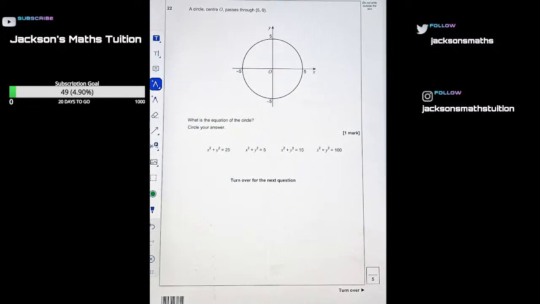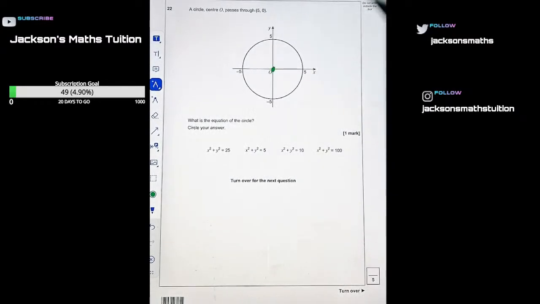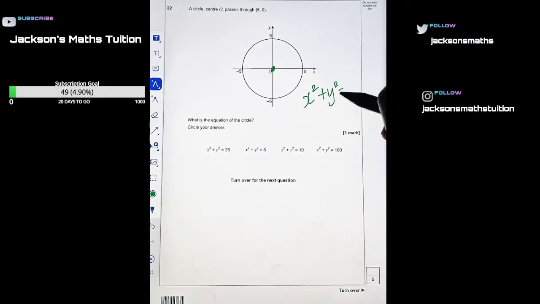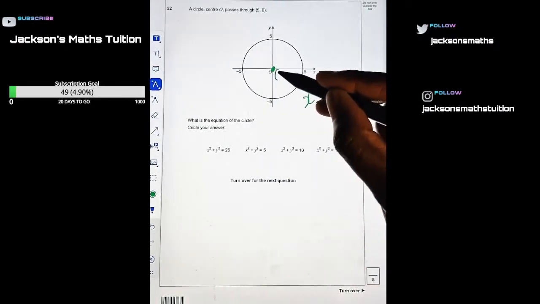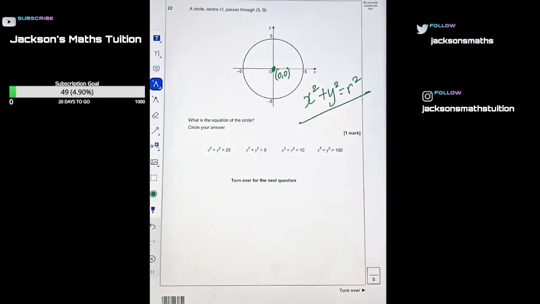I'm seeing 3, I'm seeing 2, I'm seeing 1. Okay, so equation of a circle, if the center is at the origin, it takes this form, x squared plus y squared equal to r squared. If the center is at the origin, 0, 0. Okay, this is the form that it takes. X squared plus y squared equal to r squared.